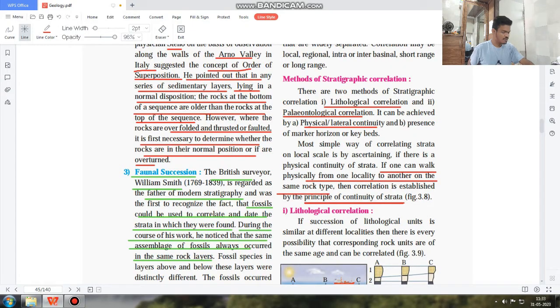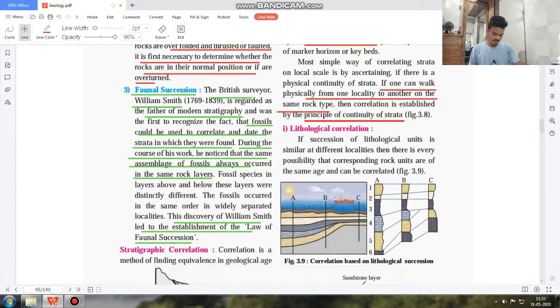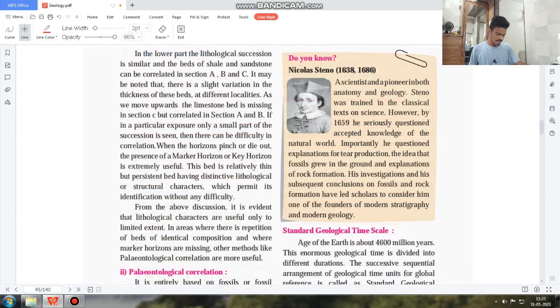Lithological correlation. Okay, I'm not giving you much of this. Like this explanation, you can read about this. I didn't feel anything important over here. It might be, you can read on if you can see. Paleontological. Now this next part you can read.